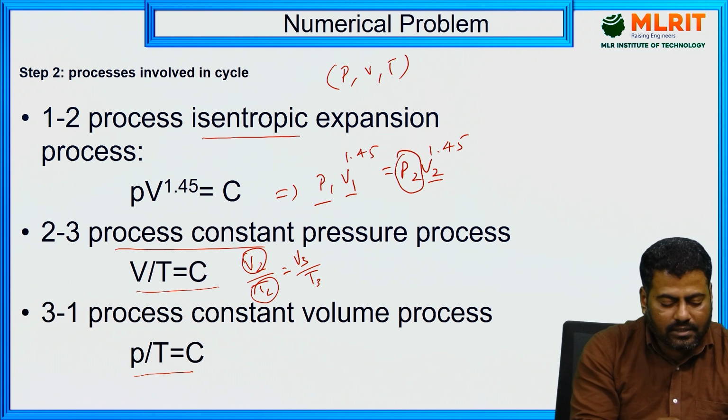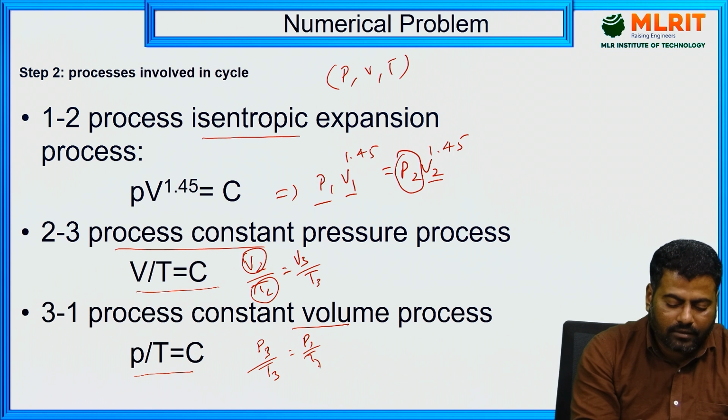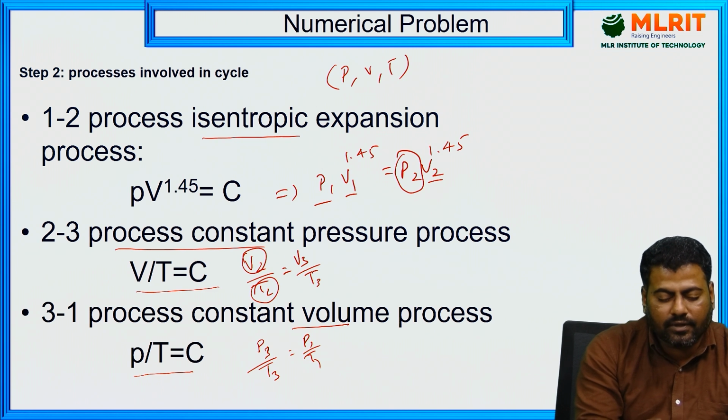Say for example, P by T equals constant, for constant volume. For constant volume we have only the relation between pressure and temperature. So P3 by T3 equals P1 by T1. So we have the P and T relation for the constant volume process, and the V and T relation for the constant pressure process.